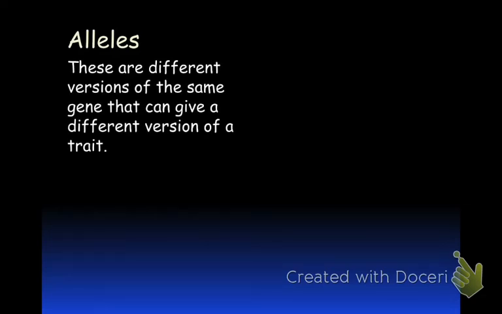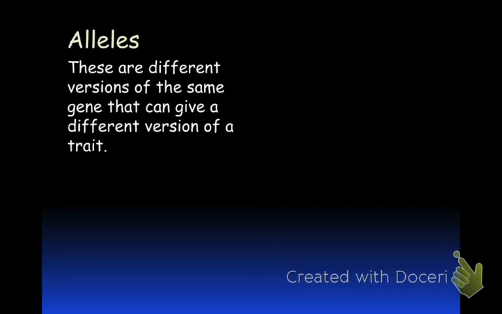So these are different versions of the same gene that can give a different version of a trait. So it doesn't give a different trait, it just gives a different version of that trait. So again, we said you have genes that code for a particular trait, for your type of hair texture, whether it's going to be straight, whether it's going to be curly, is it going to be fine, or is it going to be coarse? Well, we get those different alleles from each parent.